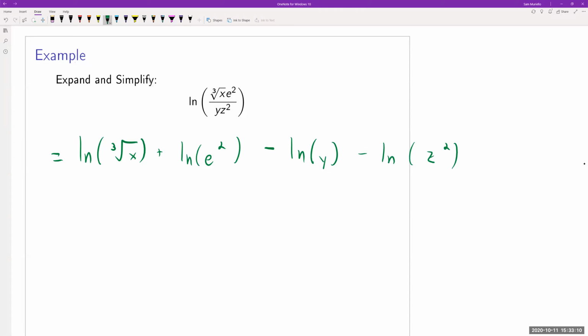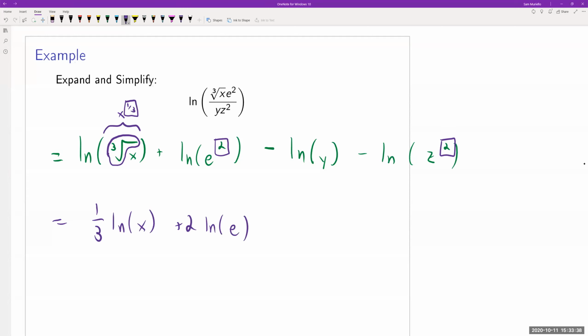The next thing to do is to bring the exponents out to the front. I see a 2 here, and this cube root is a 1/3 exponent. We could have rewritten this entire piece as x to the 1/3. Thus, we obtain 1/3 ln of x plus 2 ln of e minus ln of y minus 2 ln of z.